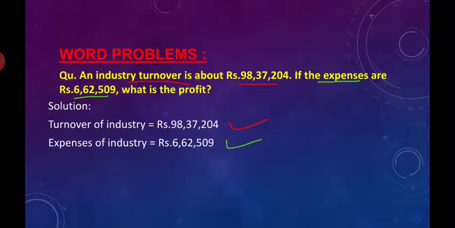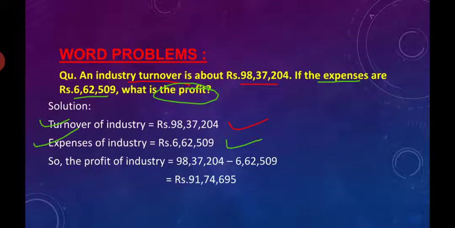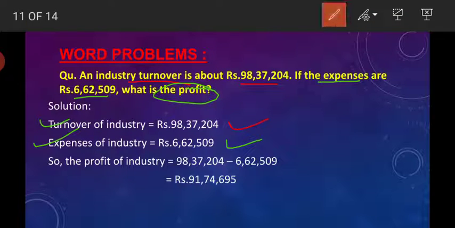Now come to the question. What we have asked? We have to find the profit. For the profit, we have to subtract these two. So the profit of the industry is equal to turnover minus expense. Okay, so we get this much, that is 91,74,695. This is the profit of the industry.